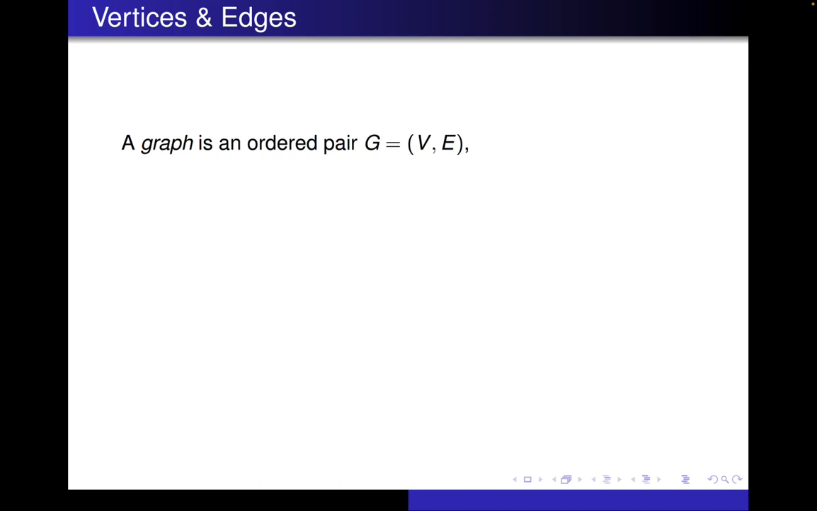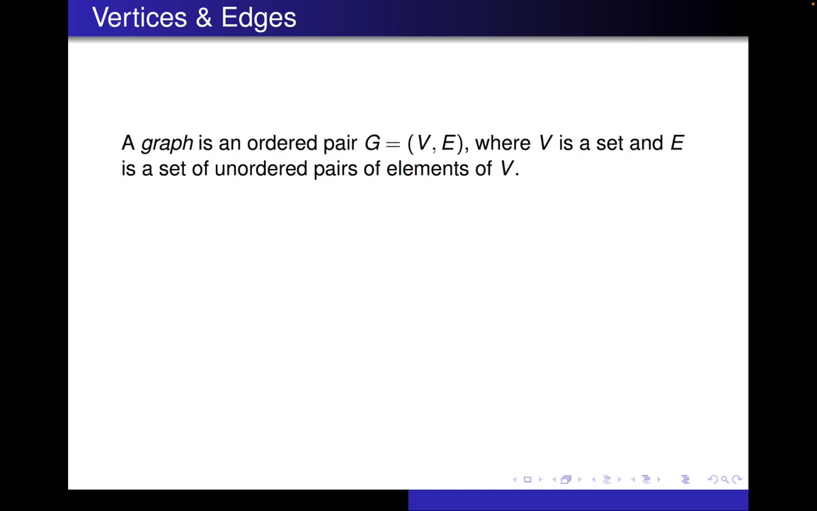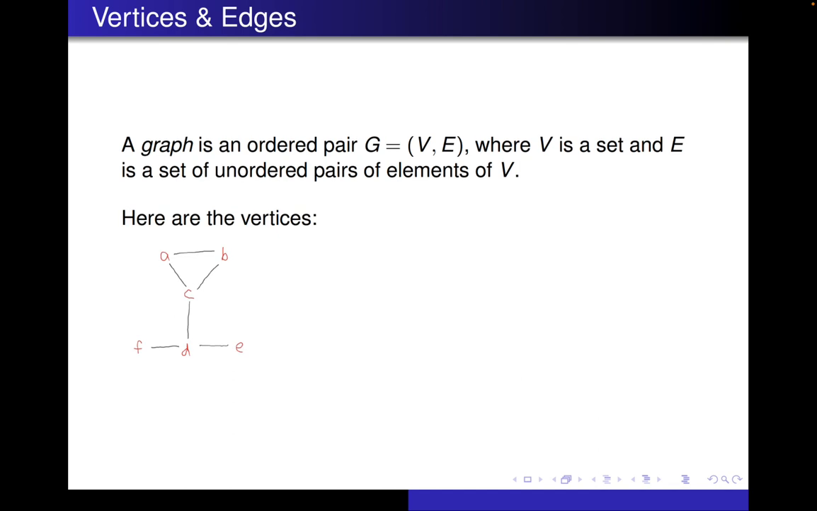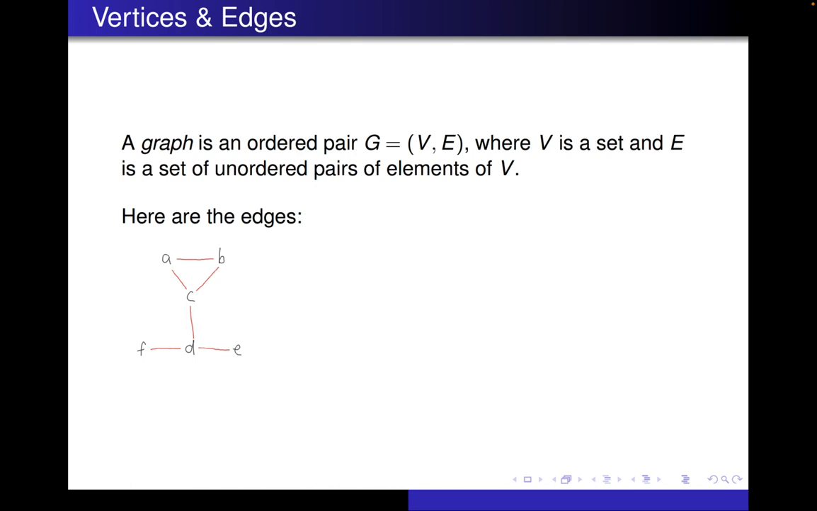So again, remember the definition of a graph is an ordered pair of sets. V is a set called the vertex set. E is a set of unordered pairs of elements of V called the edge set. And so, of course, what do these look like on a visual representation of a graph? Well, here's an example. You have the vertices A, B, C, D, E, and F, and you have edges between some of the pairs of those vertices. Here are the vertices, those are in red, those are the letters. Here are the edges visually. Those are just the connectors between the vertices. So they tell us what the pairs are. So for instance, there's an edge between A and B. That means AB is an edge.